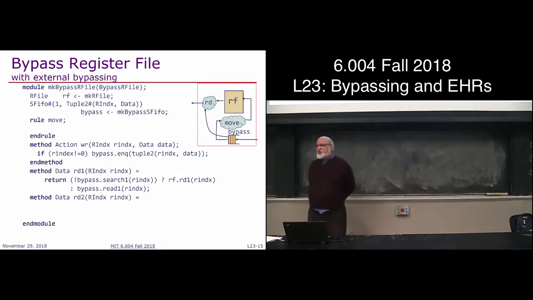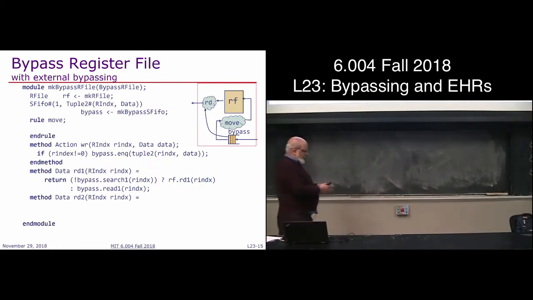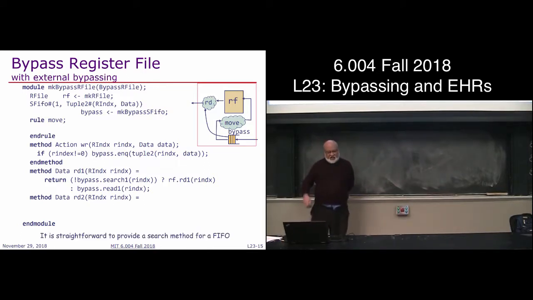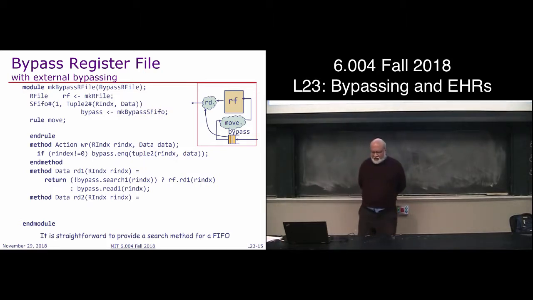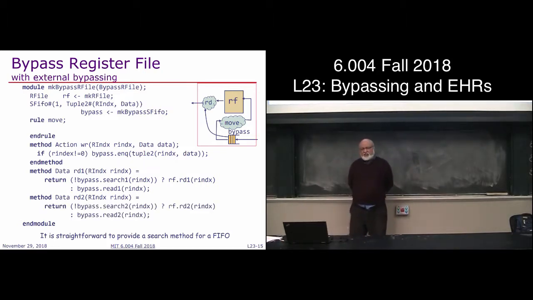So you can search the FIFO, and if you find this value, then you will return it. Otherwise, this is what is being shown here, that if it is not in the bypass FIFO, then I go and read it from the register file. Otherwise, I just read from the bypass FIFO. And the second read is exactly the same because it's a two-ported register file. There is no change in that. So far, so good. So we are reading from here. We are writing into this. But somehow we have to get things into the register file too.